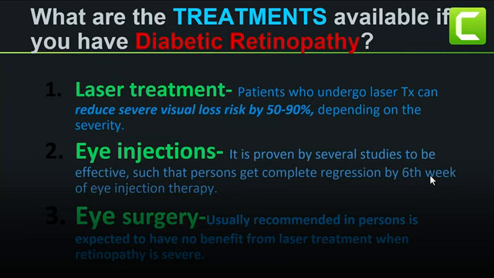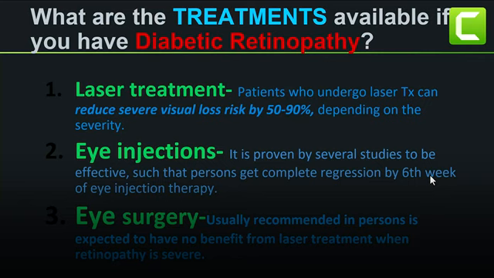And finally, what are the treatments available if you have diabetic retinopathy? Well, the first treatment we have is laser treatment, and patients who undergo laser treatment can reduce their risk of severe visual loss by 50 to 90%, depending on the severity. Laser therapy also assists in stabilizing central areas of the retina, and this is important because these areas, called the macula, help us to read properly.